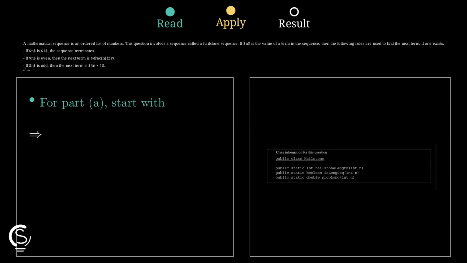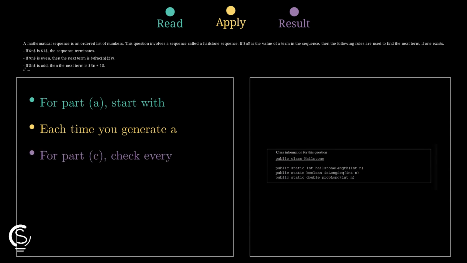For part B, a sequence is long when its length is greater than its starting value, so the method should simply return whether hailstoneLength(n) is greater than n. For part C, check every starting value from 1 through n. Use isLongSeq for each value and count how many are long. Then return the proportion by dividing the count by n.